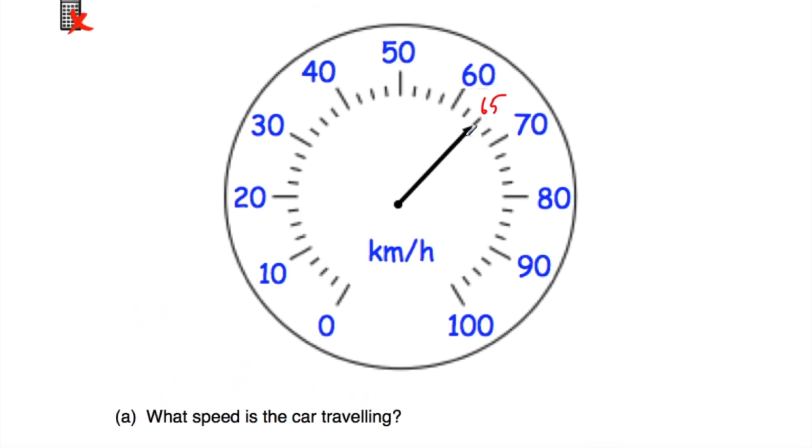To do that, I just noticed that the needle is exactly halfway between 60 and 70. Now there is another way to do this question, that's to work out what each of the little lines is worth. To get from 0 to 10, there's 1, 2, 3, 4. So 10 divided by 4 is 2.5, so it'll be 2.5, 5, 7.5, 10, and so on. So if this is 60, that'll be 62.5, and then that'll be 65. But I think a much easier way to do this question is just to notice that that needle is exactly halfway between 60 and 70. So it's going to be 65 kilometers per hour.